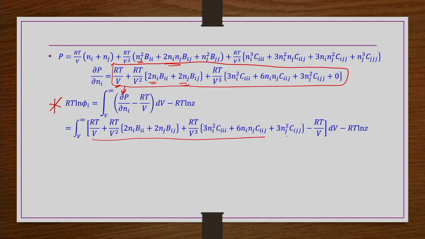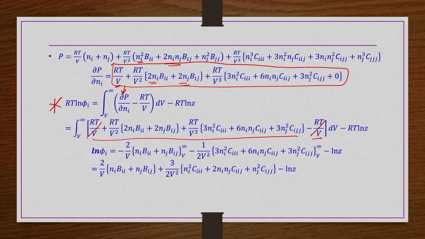This is dou P by dou Ni, minus RT by V is there. So, RT by V cancels out, dV minus RT ln z. Right. Then this RT and this RT, if you cancel out from either side, this RT is gone, and this RT with the RT on the left hand side also cancels. So, ln phi i on the left hand side, and the integration of this particular 1 by V square is minus 1 by V.